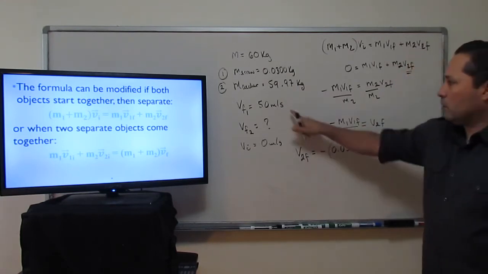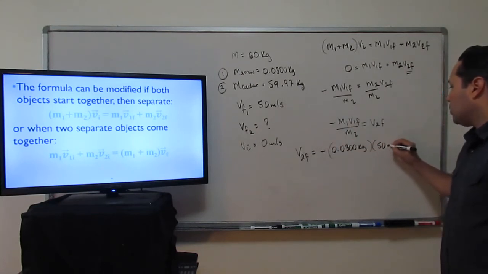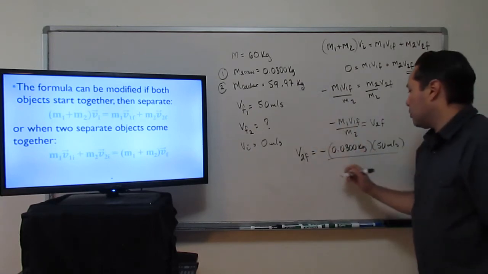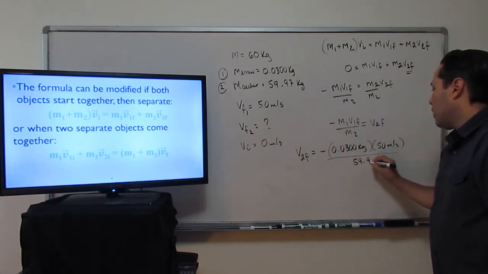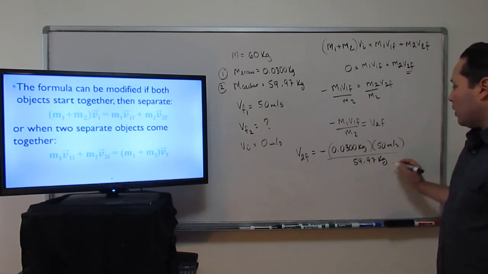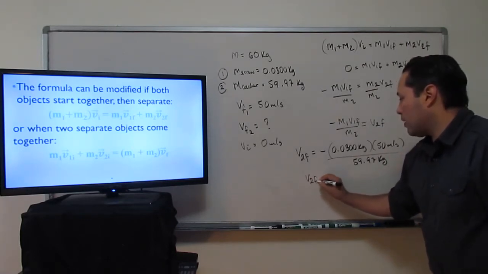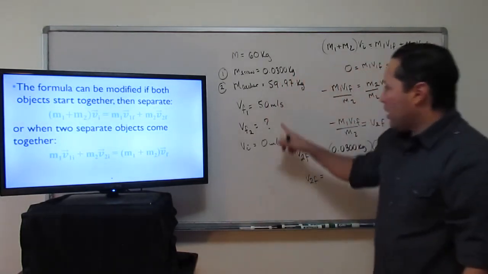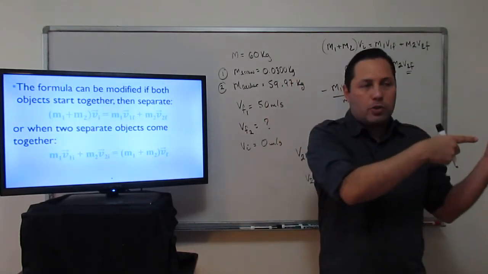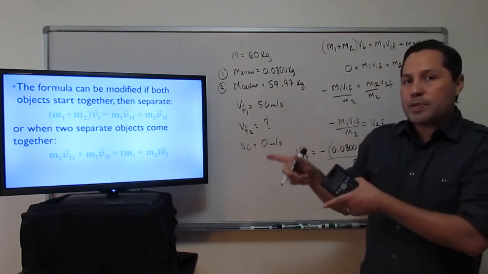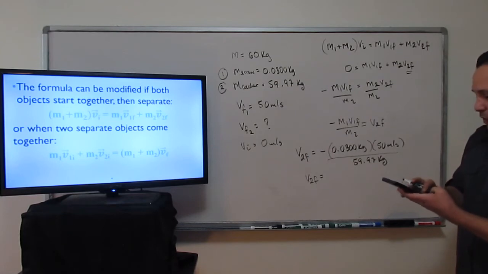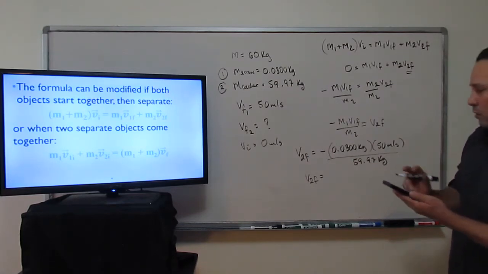Velocity final of the arrow was 50 meters per second over the mass of our archer, which was 59.97 kilograms. Alright, that is our answer, velocity 2 final. Notice it will be negative, and that's fine because the arrow is positive and the arrow is going in one direction. The archer is going to go in the opposite direction, so that's why it's going to be a negative answer.